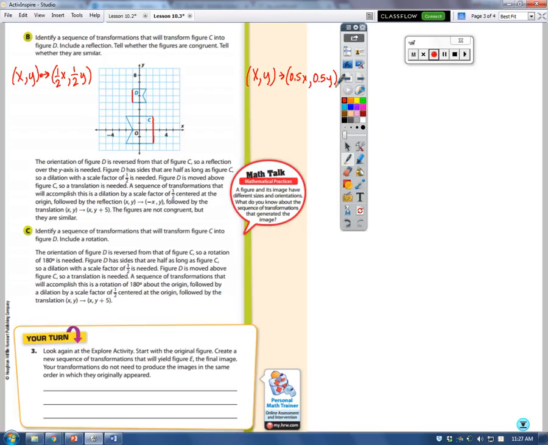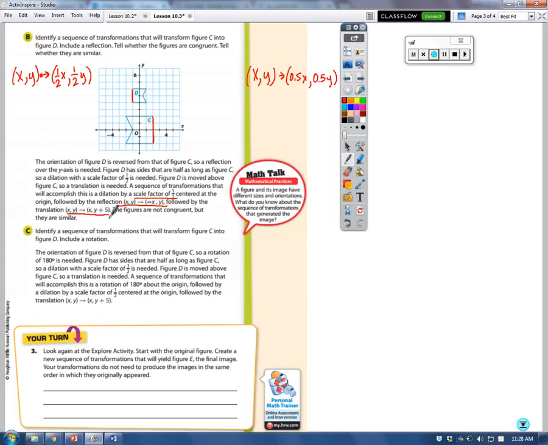And then there's also been, notice the orientation has changed. So there's been a reflection, and there's also been a translation. So we've got a scale factor of 1/2 centered around the origin, followed by a reflection, and then followed by a translation. So there's several in here that happened and that produced our similar but not congruent figures.